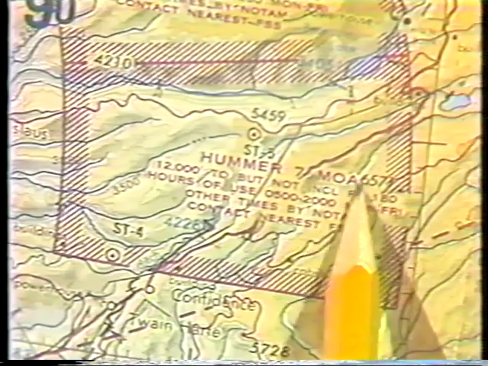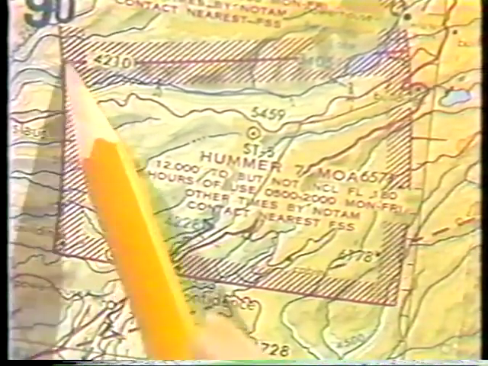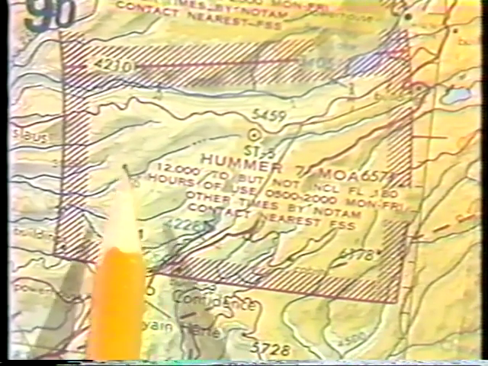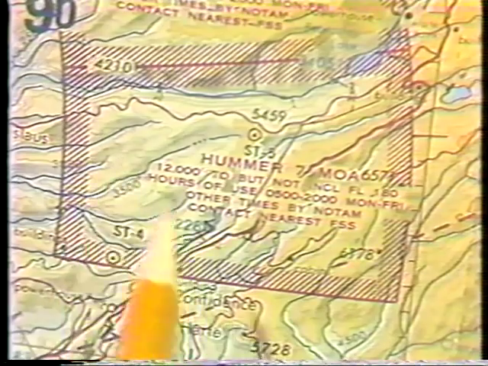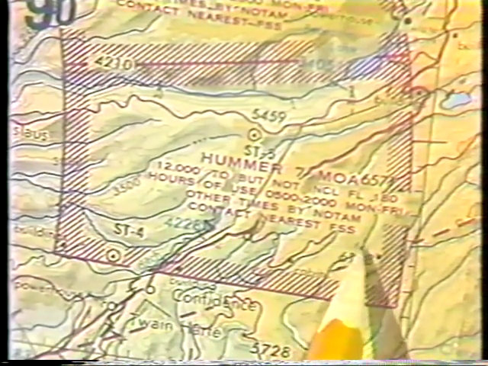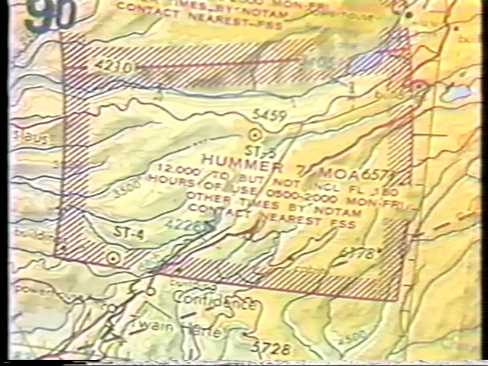MOA is a military operations area. A high volume of military pilot training occurs here. Hours of usage and altitudes of the operations are printed on the chart, as is the facility contact regarding the activity, so the pilot can decide whether to fly through the area or not. A pilot doing so is totally responsible for collision avoidance.